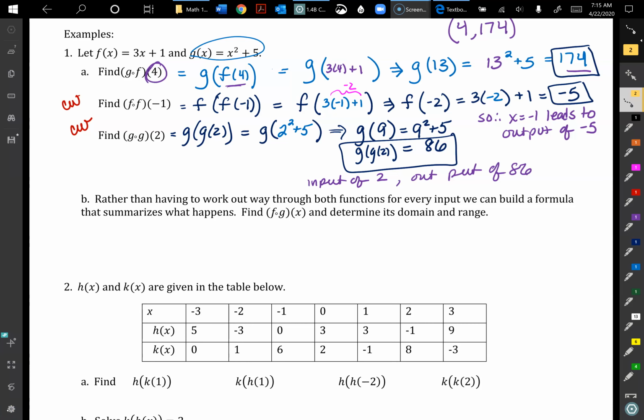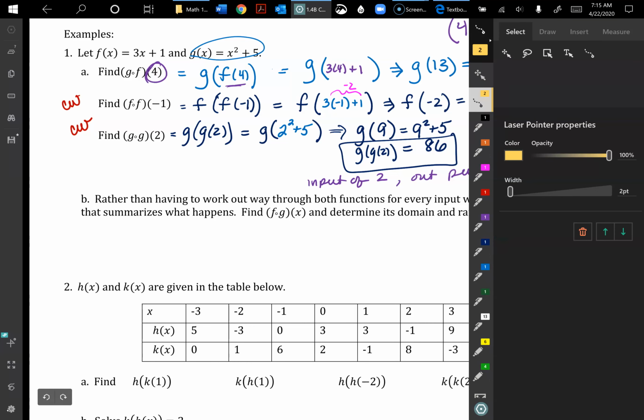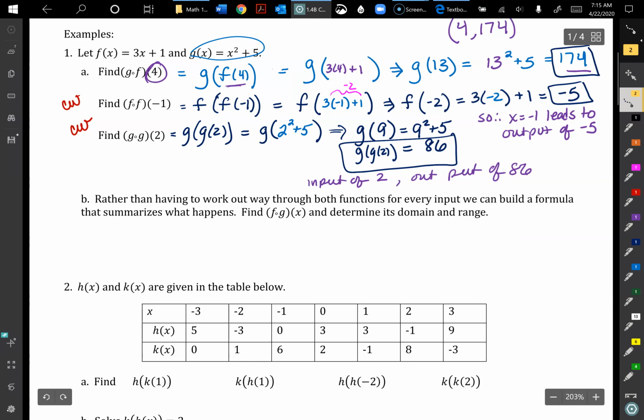So what we can do is, rather than working our way through both functions for every input, we'll build a formula that summarizes what happens. And that's what we do when we do f of g of x and use it as a formula. We get that output and then we can just directly pop in. That works out really nicely, and that's where it's similar to the algebra with functions that you're working with. So let's go ahead and do a couple of these.